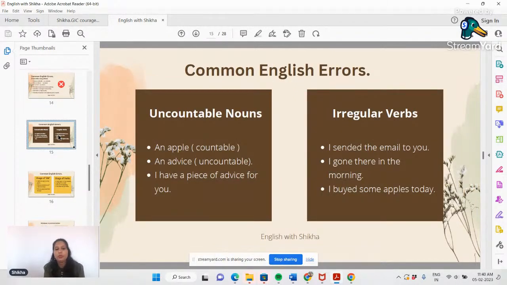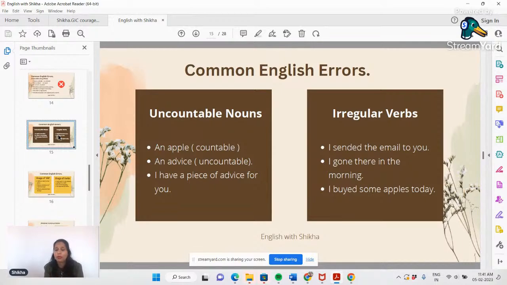Then common errors which we make for countable and uncountable nouns. Like if I say an apple, that is correct. Okay, an apple we say because it is countable. When we are talking about only one apple, we will say an apple. But can we say an advice? No, it is wrong. In that case, we have to say a piece of advice. A piece of advice. We cannot count advice, isn't it? It is uncountable. So that's why we will say a piece of advice. I have a piece of advice for you.